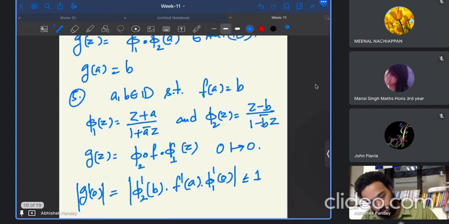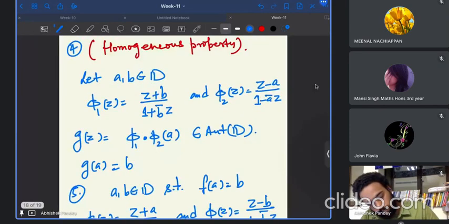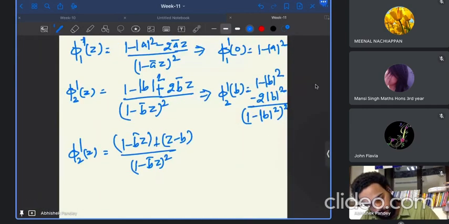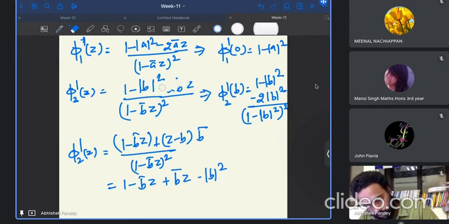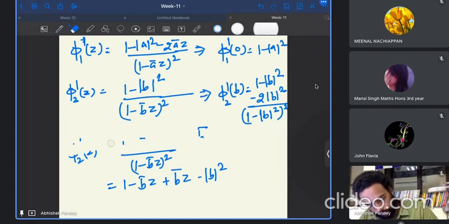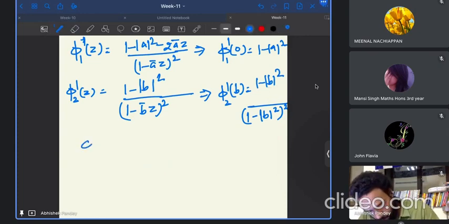Phi 2 is this, minus z minus b into minus b bar. So this is plus b bar. This is 1 minus b bar z plus b bar z minus mod b square. Oh, sorry, here this will not be there. So this is 1 minus mod b square. So this way you will get phi 2 dash b is 1 upon 1 minus mod b square.